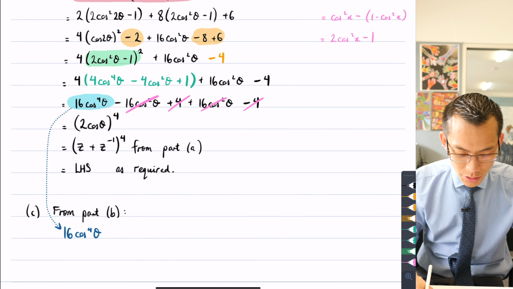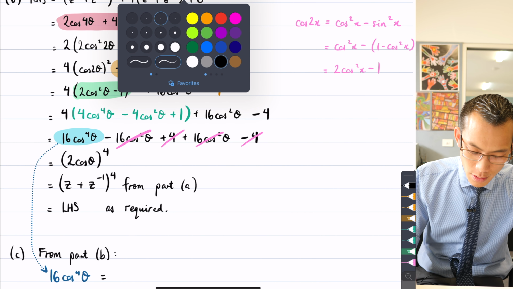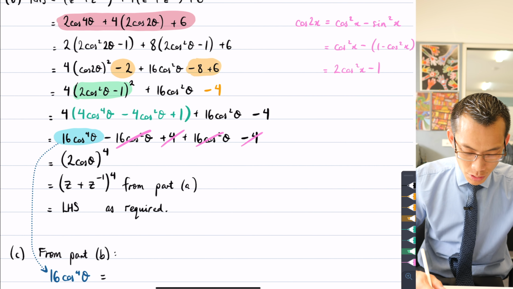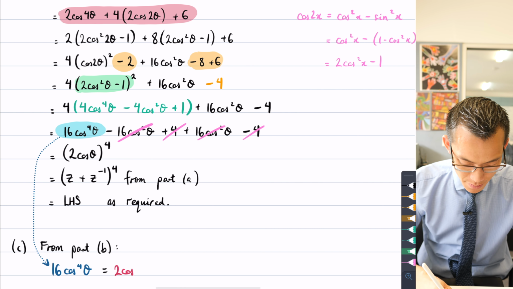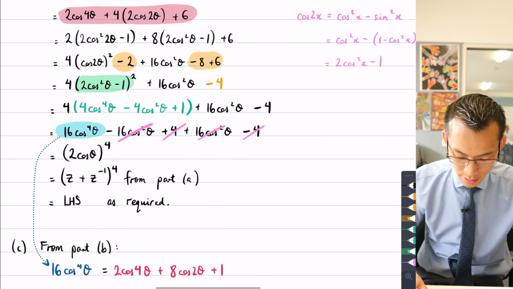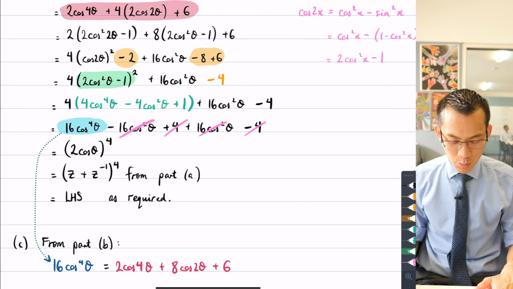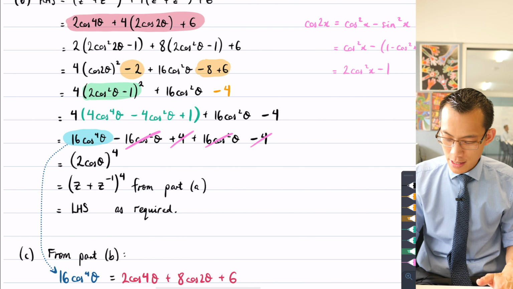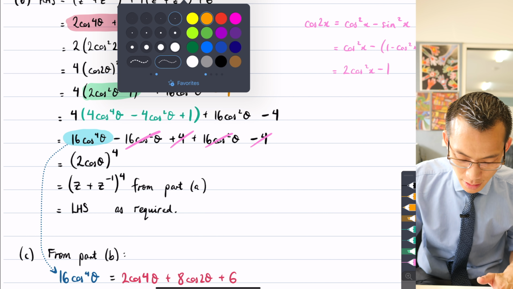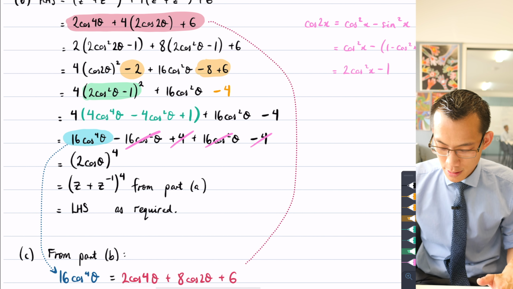And then I also want to have this result up the top here. So this is equal to, let's go across back to red, 2 cos 4 theta plus, that looks like an 8 cos 2 theta plus 6, or not 16, it's just 6, right? So this is what I get from this line over here. So let's also draw that dotted line just to make the connection very, very clear. So it goes all the way around here.